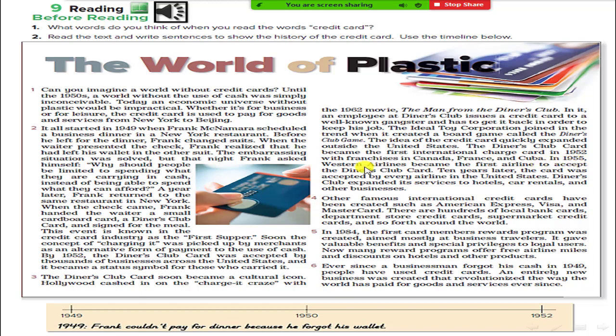In 1952, Western Airlines became the first airline to accept the Diners Club card. Ten years later, the card was accepted by every airline in the United States. Diners Club expanded its services to hotels, car rentals, and other businesses. Okay, paragraph number 4. Who can read this? Who can read paragraph number 4?